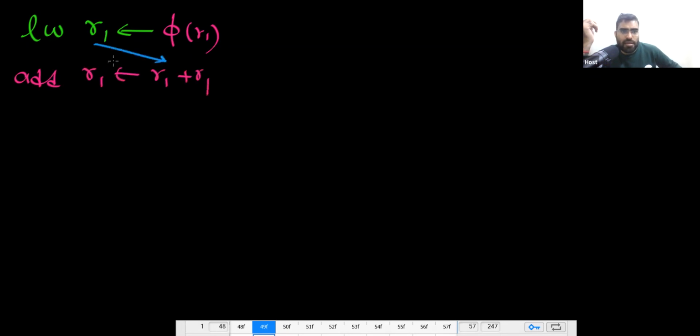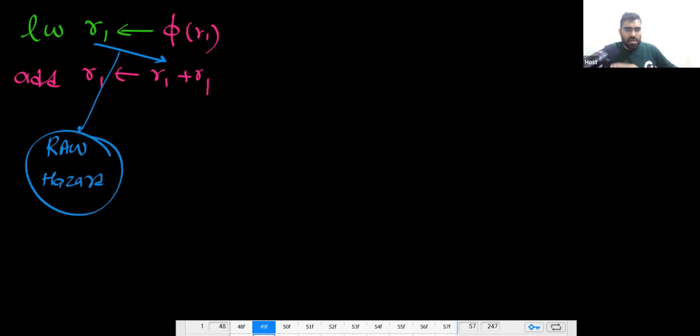So again, there is a RAW dependency. Actually, this also will be a RAW hazard. You already know that it is going to be a RAW hazard. Okay. So tell me, can operand forwarding give us a perfect solution? Using operand forwarding, can we get a perfect solution? Or do we also need to stall?